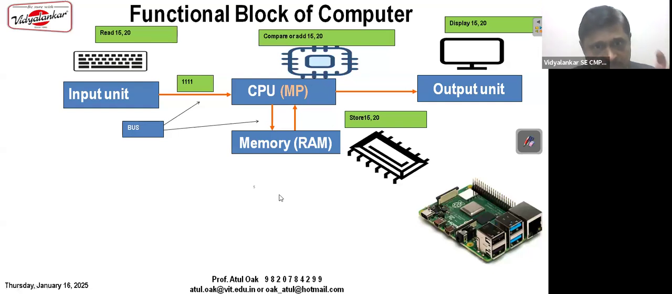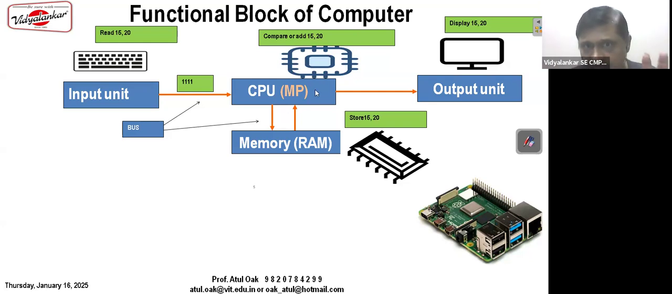So what you see, some arrows are visible in this diagram. They are not decorations, but that is a bus. So this is a bus. This is a bus. And this is a bus. Like in our day-to-day life, bus is for transportation of people. In computer, bus is for the transportation of data from input to microprocessor, from microprocessor to memory, from microprocessor to output.